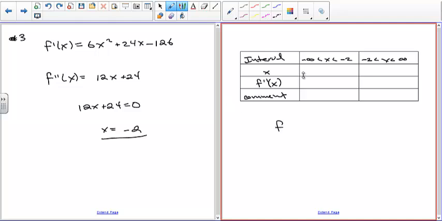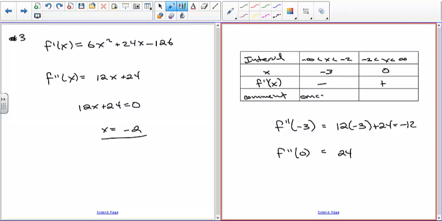Okay, so what we want to do is let's pick some values of x, which are in the intervals. You always try to find one with 0. This one with 0 works here. And then I pick -3. So we're going to evaluate the second derivative at -3. So that's 12 times negative 3 plus 24, which is negative 12, which is negative. Evaluate the second derivative at 0. That's going to be 24, which is positive. So negative second derivative means concave down, and positive means concave up.